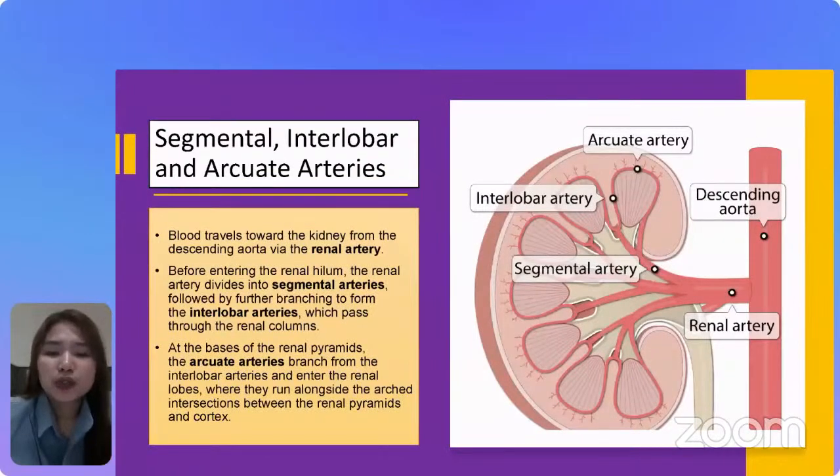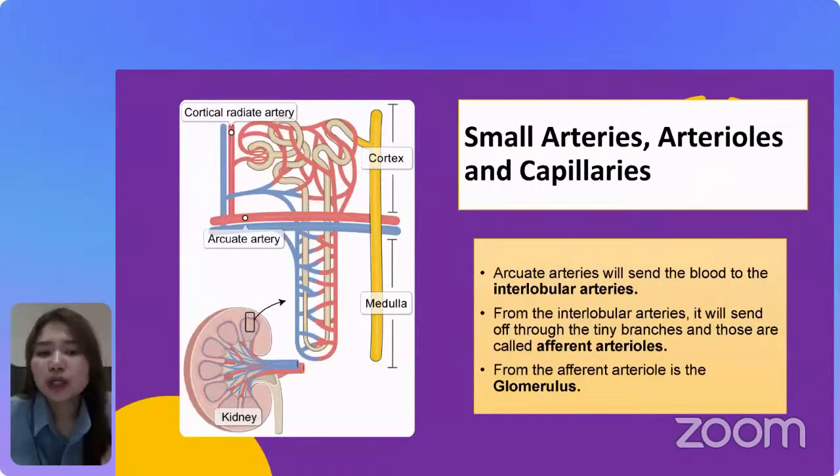The artery is going to split to go to different sections or segments of the kidney. That's why those are called the segmental arteries, followed by further branching to form the interlobar arteries, which pass through the renal columns. At the base of those pyramids are the arcuate arteries, which get their name from the arc shape. They branch from the interlobar arteries and then enter those lobes. The small arteries and arterioles from the arcuate arteries will send the blood to the interlobular arteries.